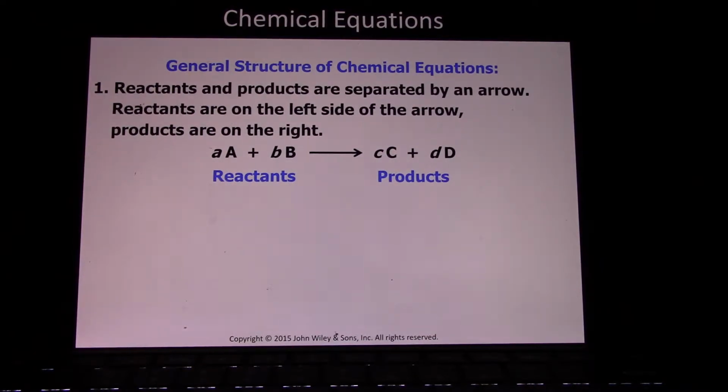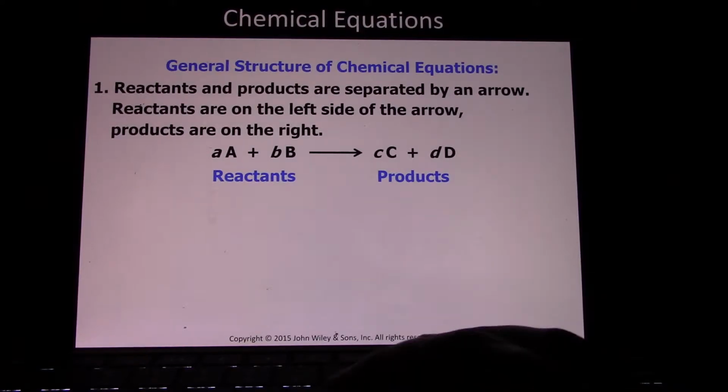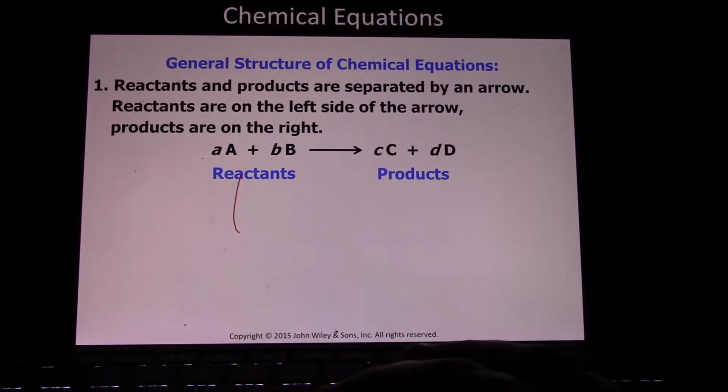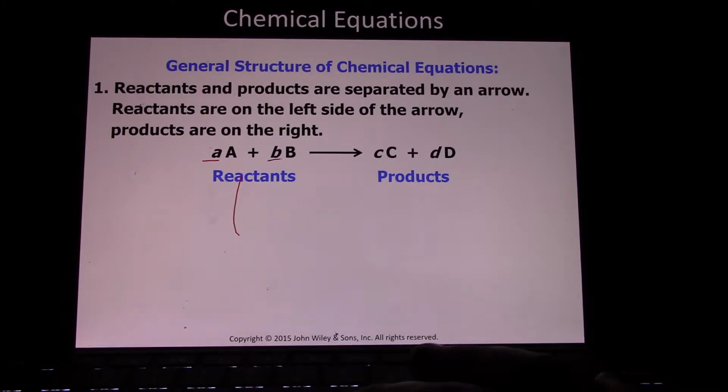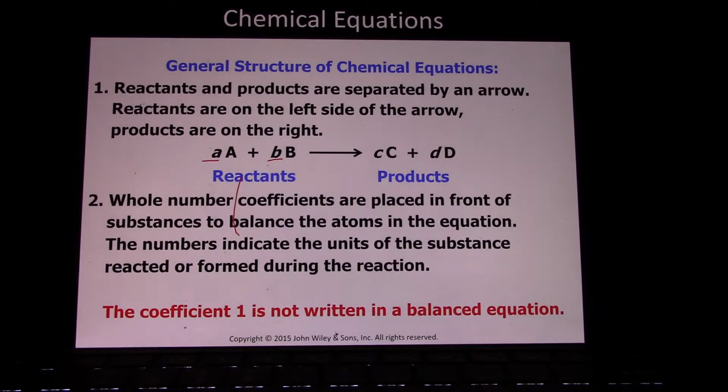So the general structure of chemical equations: reactants are on the left, we have our arrow, and then products are on the right. And the small letters stand for coefficients. Those would be a number saying how many moles reacted. And the capital letters would be the actual chemical symbols for what's reacting or being produced. The coefficient 1 is not written in a balanced equation, it's just understood. Because if you had none of that chemical, you wouldn't even write the symbol. And so if there's no coefficient, that's an implied 1.